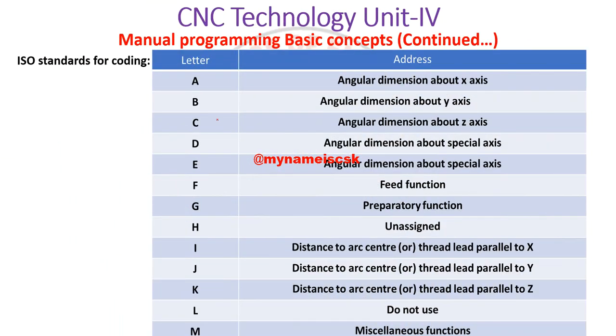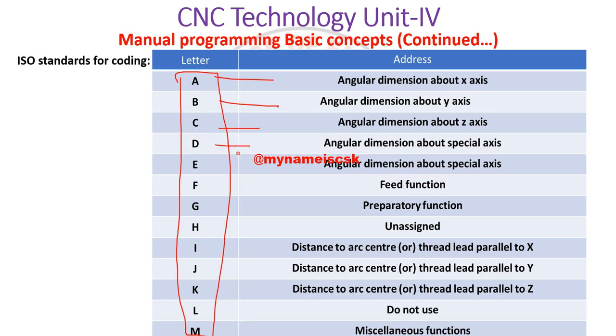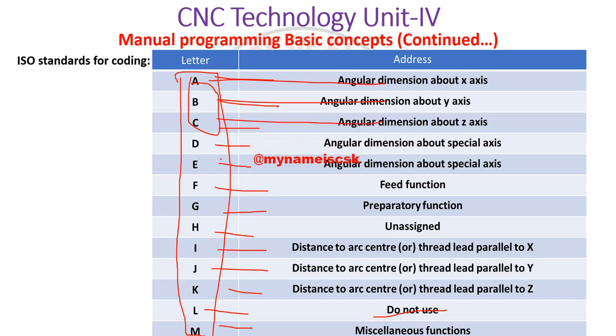So there are different codes: A, B, C, D, E, F till M. You can learn these automatically. There is not much explanation in these alphabets; they mean nothing but miscellaneous functions. Generally we don't use L. We all know A, B, C: A is the angular dimension about X, B is the angular dimension about Y, C is the angular dimension about Z.